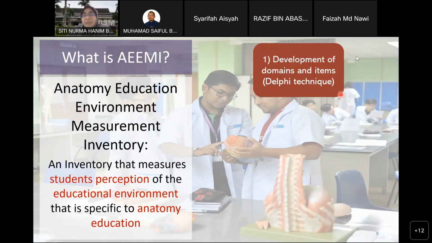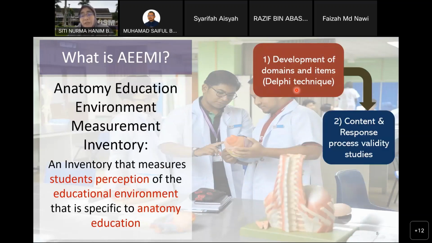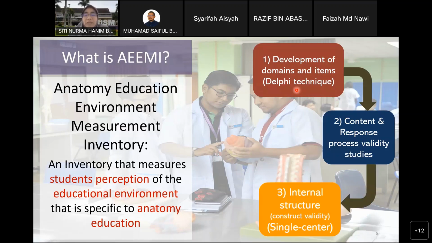The first phase is the development of domains and items using the Delphi technique method, and after that, we have the validity. We have investigated the content and response process validity of these items and domains in the second phase. And in the third phase, we investigated the internal structure of this inventory by conducting construct validity study. And what we did was we looked at the dimensionality of the inventory, and we also looked at the item factor relationship. This was done in one center only.